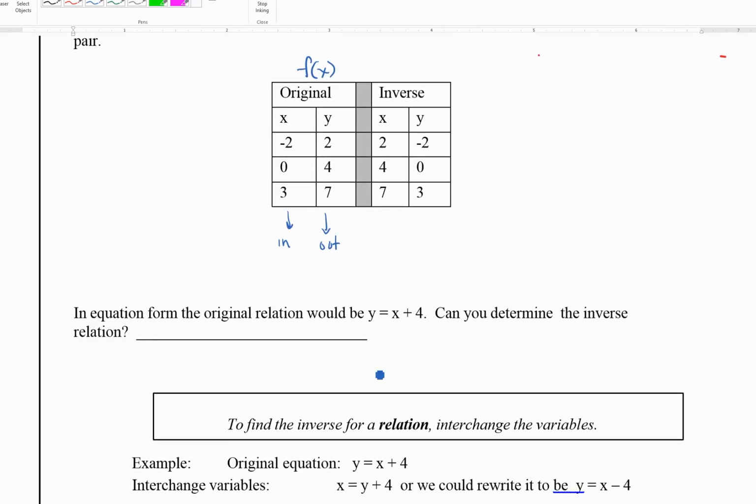Okay. So in equation form, the original equation was x plus 4. Okay, so that's what this f of x was, x plus 4. Well, how could we write an equation here for the inverse? Well, we could say y equals, let's look at what's happening. So we have 2, and then we go to -2. 4, and then we go to 0. 7, we go to 3. We're subtracting 4. We're kind of doing the opposite. So we'd say x minus 4.